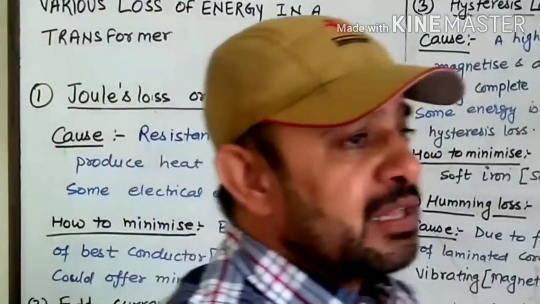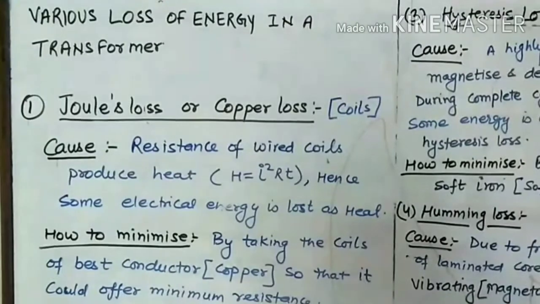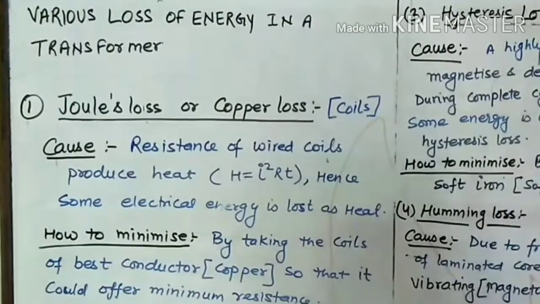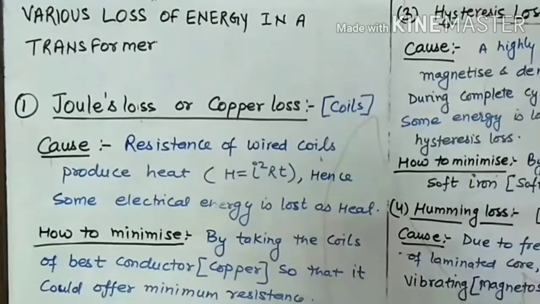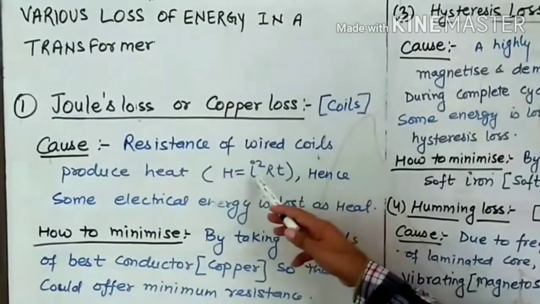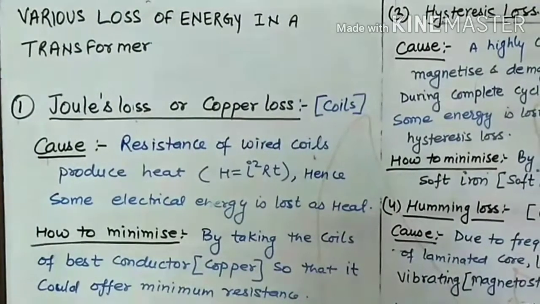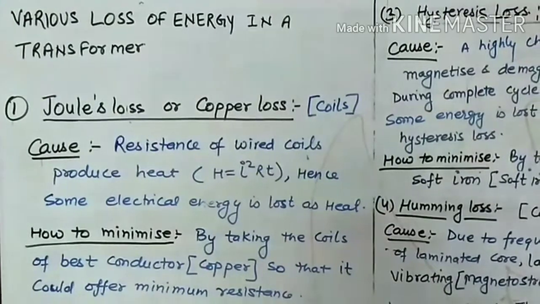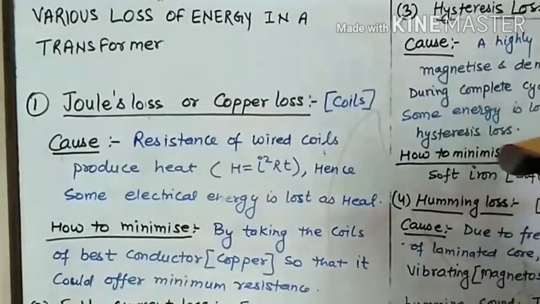Although we take the best material, that is copper, to make the coils, still there is some resistance included in the circuit. So resistance in the circuit causes the loss of heat as per Joule's law, H equals I square R T. When current is passed through a resistance wire for a certain time, some loss of energy takes place. This is called Joule's loss, and some electrical energy is lost as heat.